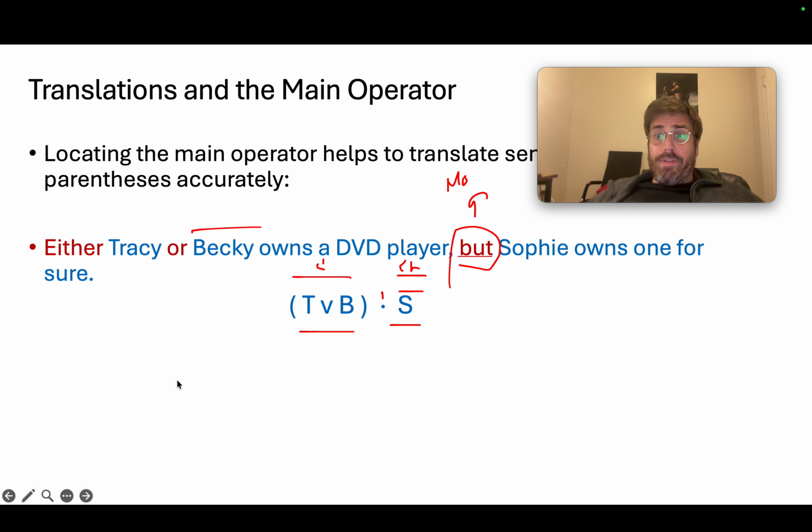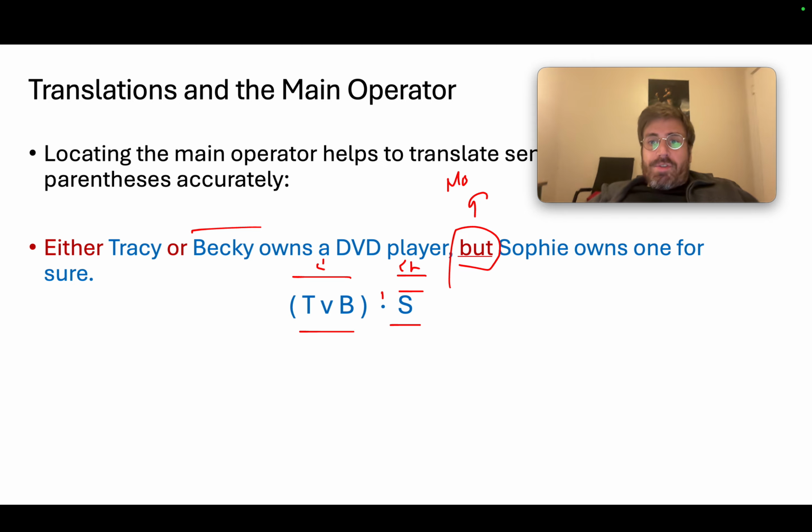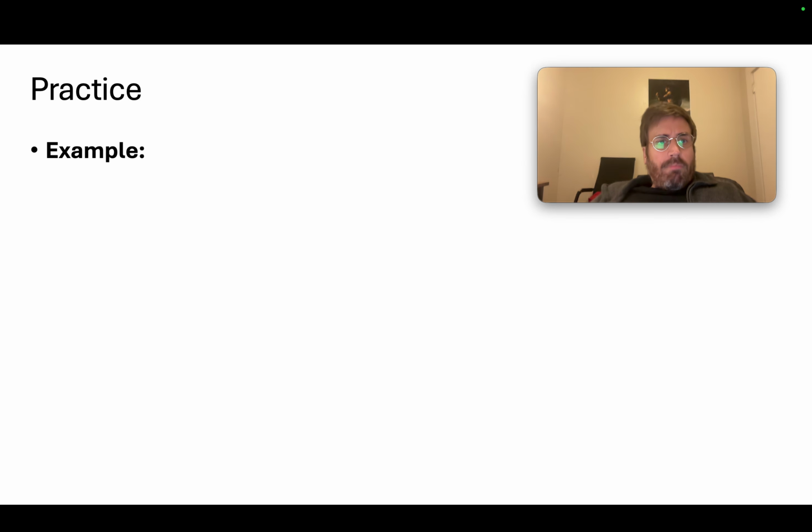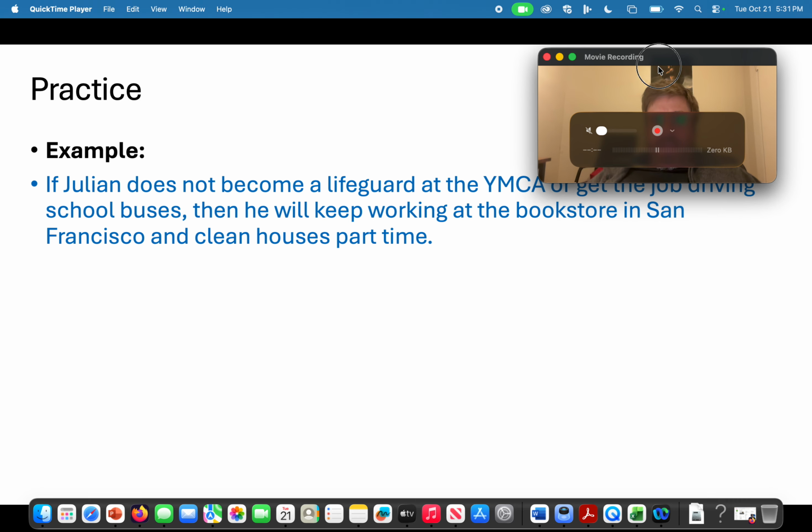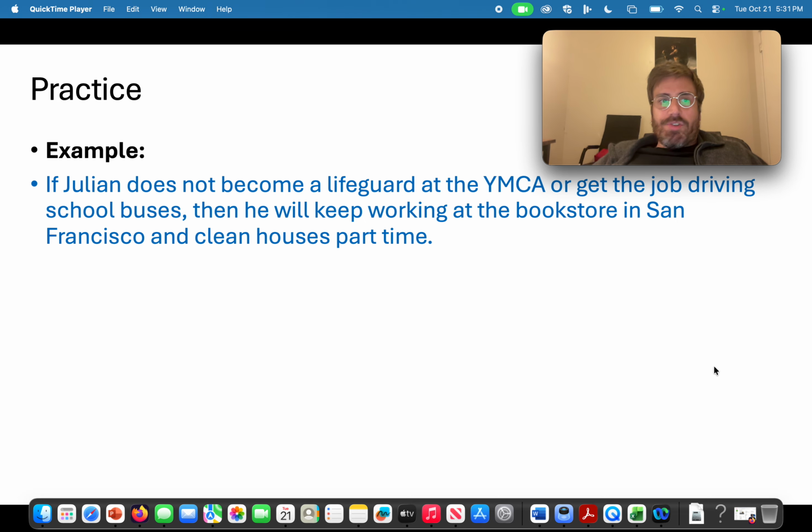Sometimes I think moving from ordinary language to logical propositional form is even trickier than the reverse, because our language can be a little ambivalent in terms of what the most important connective is. Here's another, even more complicated example that will illustrate this. If Julian does not become a lifeguard at the YMCA or get the job driving school buses, then he will keep working at the bookstore in San Francisco and clean houses part-time.